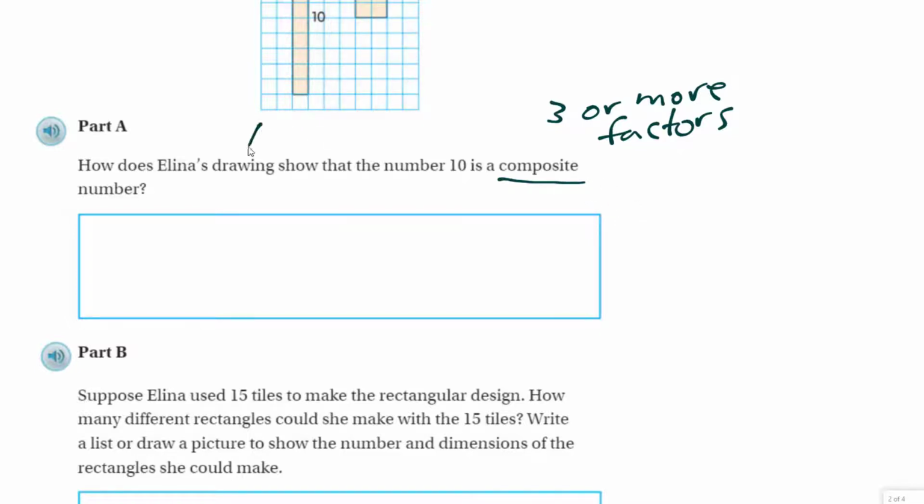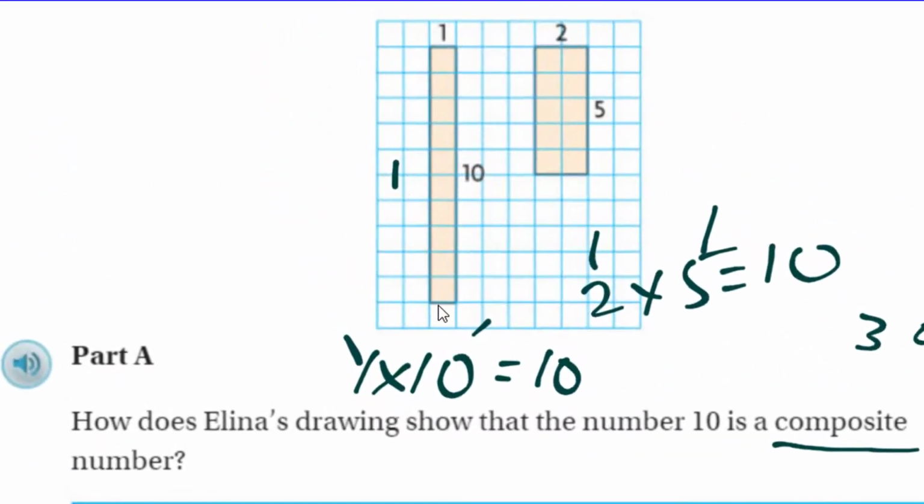But in this case here, we have 2. The one array there, we have 1. Remember arrays? We have an array here, and so 1 times 10 is 10. So that's a factor, 1, that's a factor. But then we also have 2 times 5, which is also equal to 10, and 2 is a factor, and 5 is a factor. So 10 has 4 factors. 1, 2, 5, 10. How did her drawing show that? She showed it because she did that array, that 1 times 10 here, and then the 2 times 5. So that's how her drawing showed that 10 is a composite number.